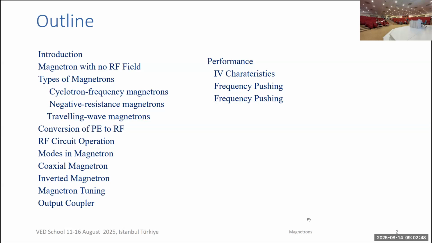How potential energy is converted into RF energy in the magnetrons. How can the RF circuit of the magnetrons be explained? How do modes exist? What are their demerits? We can deal with those demerits. And then coaxial type magnetrons.